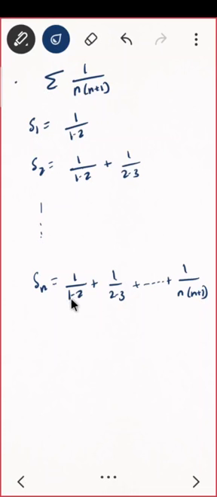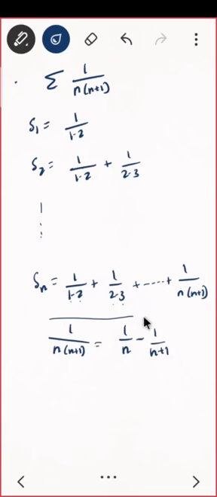Okay, no issue. There is always a trick. If you are having consecutive terms in the denominator, that is 1 into 2, 2 into 3, and like this, so I'll write here n into n plus 1. I can write this as 1 upon n minus 1 upon n plus 1. Just check whether I can do that. This is a hint for you.